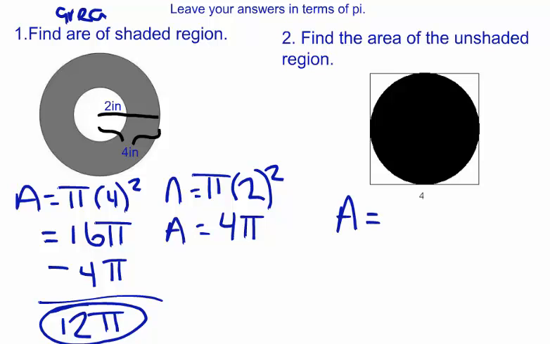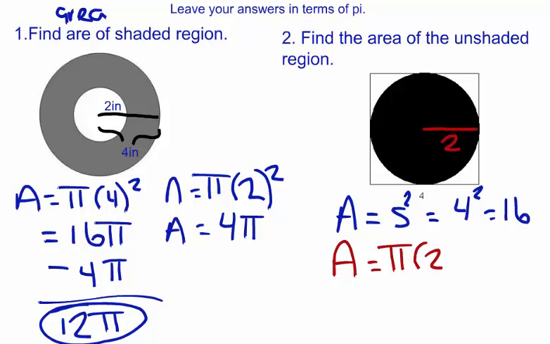If you have a square and a circle, so a square is not in terms of pi, but we can still leave our answers in terms of pi. To find the area of the square, the area equals 4 squared, and the area of that entire square would be 16. But we need to remove the area of the circle, and if you notice, the radius is going to be 2, half of the length of the side of the square. So area for the circle will be pi and 2 squared, which equals 4 pi.